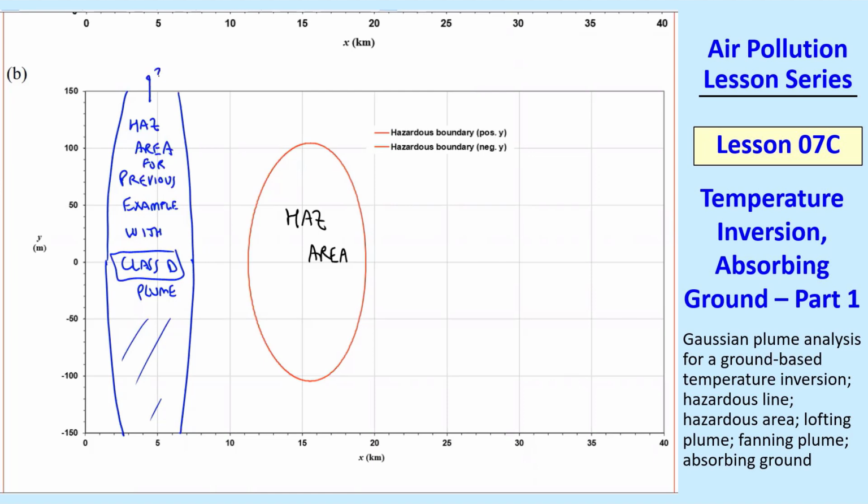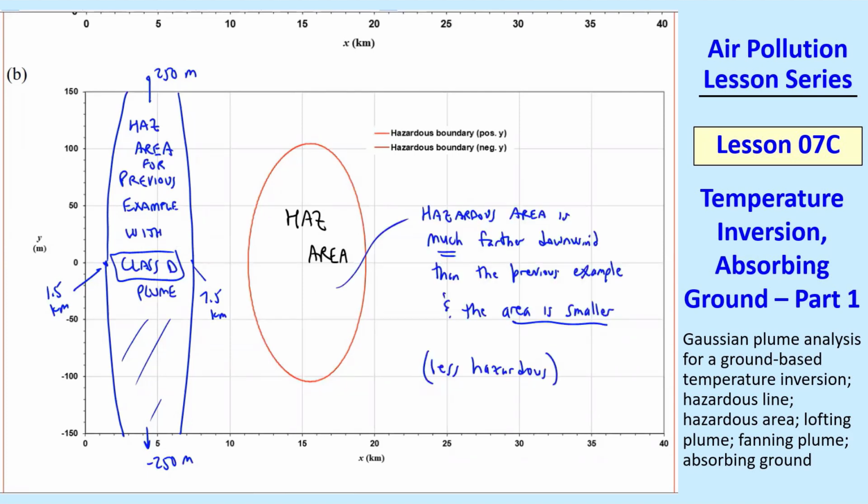And this extends all the way to 250 meters. You may remember those numbers, the negative 250 meters for that problem. And the extent in the X direction was from about 1.5 kilometers is where the hazardous zone started, and it went to about 7.5 kilometers. So one important takeaway from this is that the hazardous area is much farther downwind than the previous example, and the area is actually smaller. You take the area of this whole thing, it's smaller than the area of the blue one there. In other words, it's less hazardous, but there still is a hazardous area.